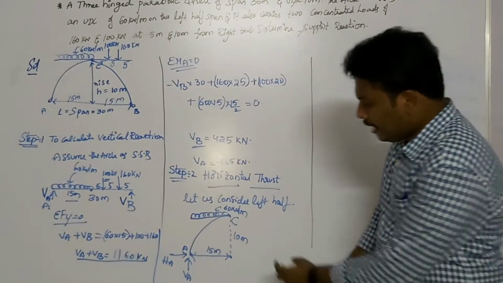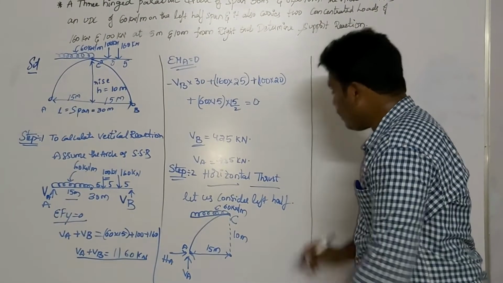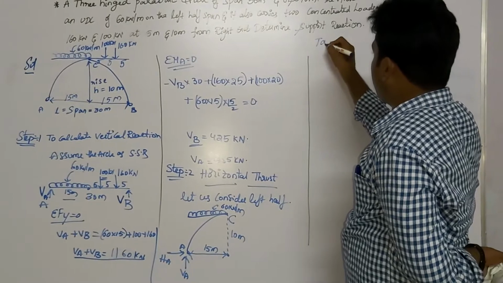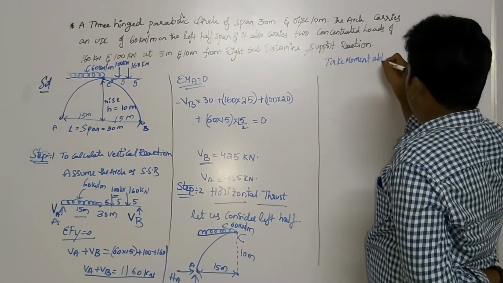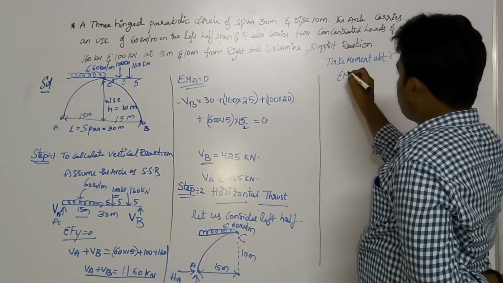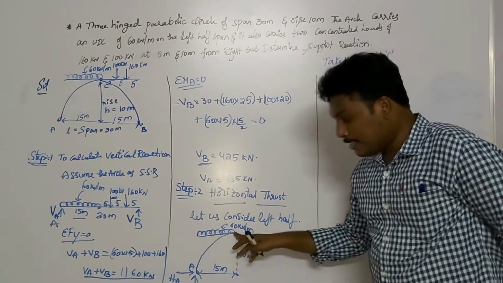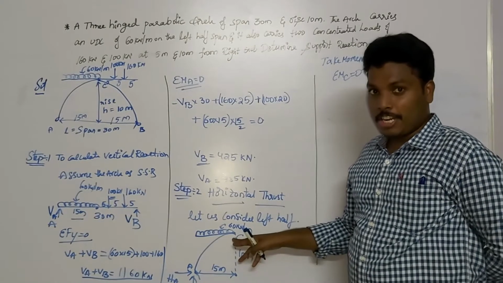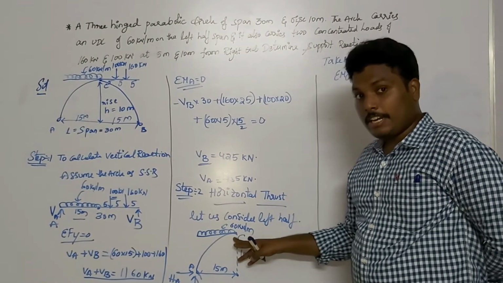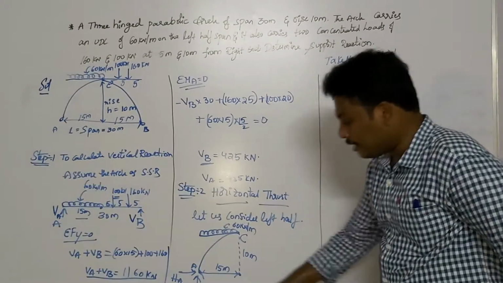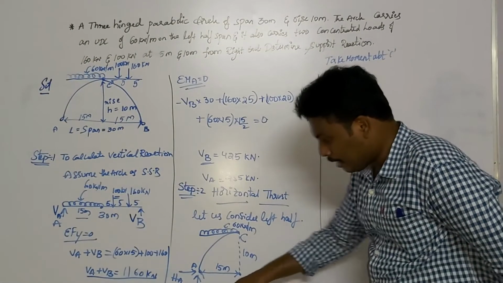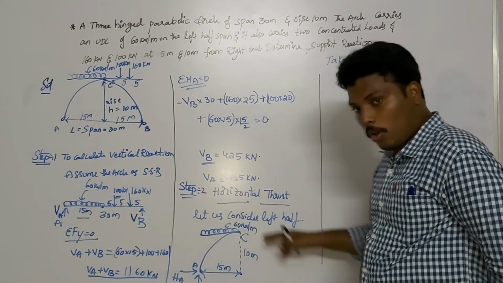So to calculate A, we need to consider moments about C. Take moments about C. Sigma MC is equal to 0, because at point C there is a hinge generated. So the moment generated at the hinge will always be equal to 0. So calculate the moment at this point. Force into perpendicular distance which is rotating in the clockwise direction.